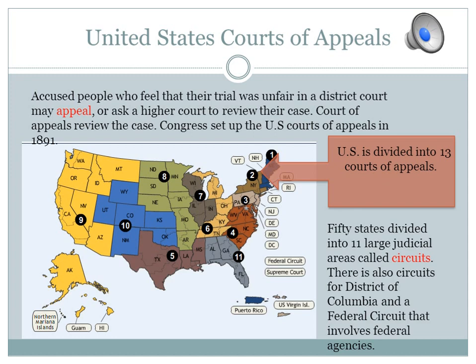How are the courts of appeals organized? Well, there are 50 states divided into 11 large judicial areas called circuits. There are also circuits for the District of Columbia and a federal circuit that involves federal agencies. So the U.S. is divided into 13 courts of appeal. Okay, I think we've covered that to my liking.